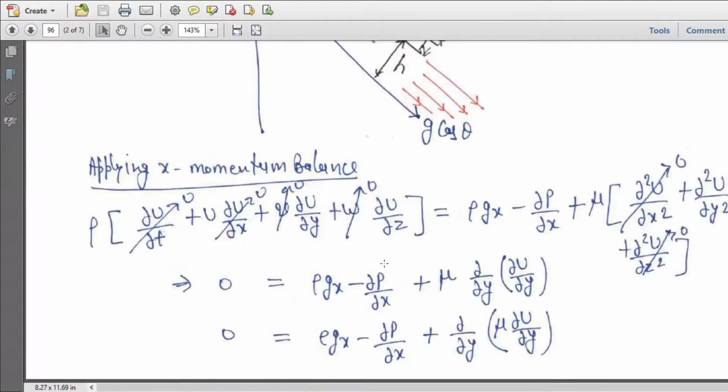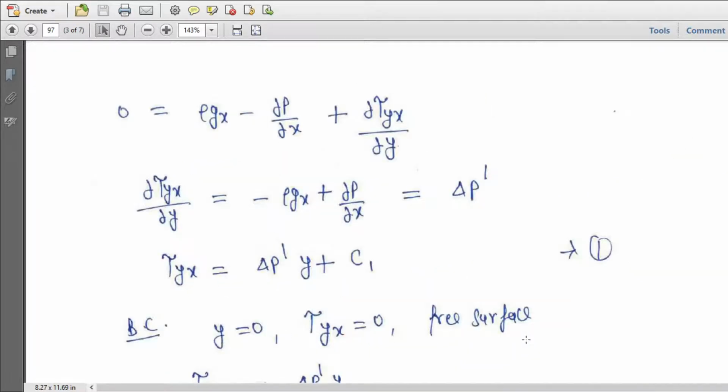So we end up finally with 0 = ρ g_x − ∂p/∂x + ∂/∂y(μ ∂u/∂y). This we can write as τ_yx. So here we have ρ g_x − ∂p/∂x = ∂τ_yx/∂y.